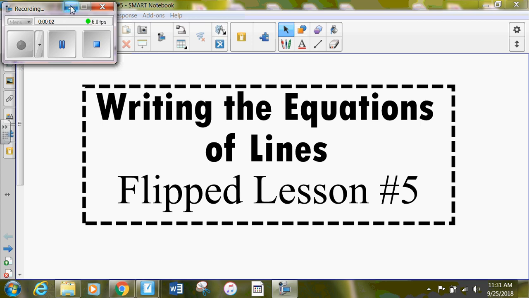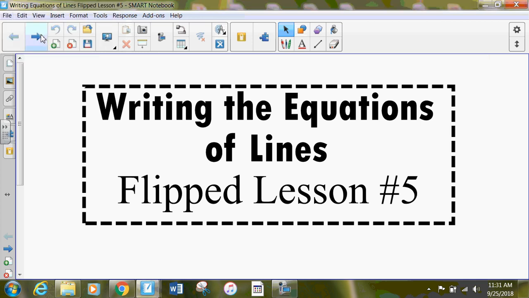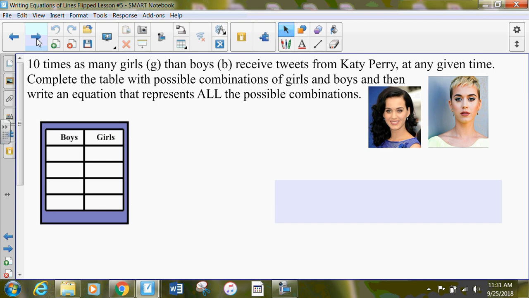Okay, here we go. Writing the equations of lines, flip lesson number 5. So today's flip lesson, we're going to be looking at word problems. So let's go ahead and read this.